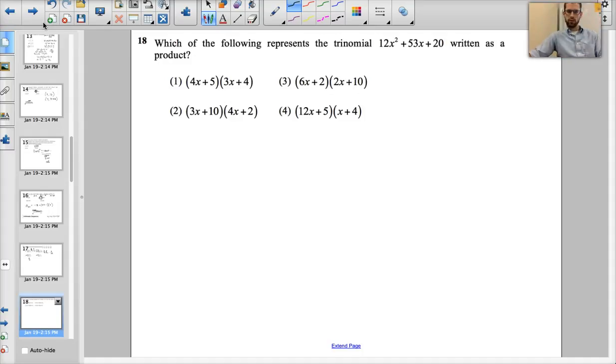So it's asking for this trinomial written as a product. For now. Yeah, no, don't get your hopes up. We're not done with this yet.